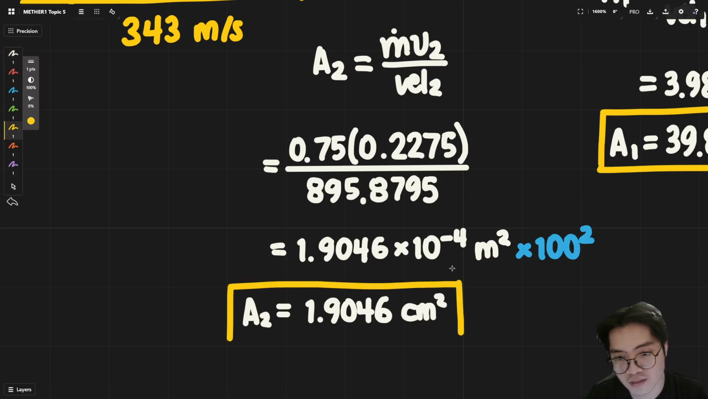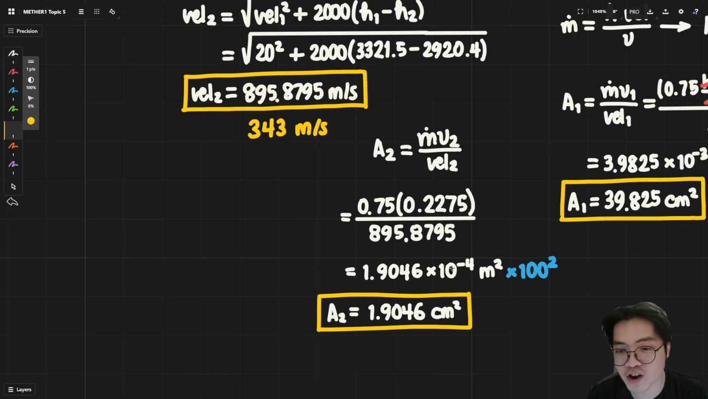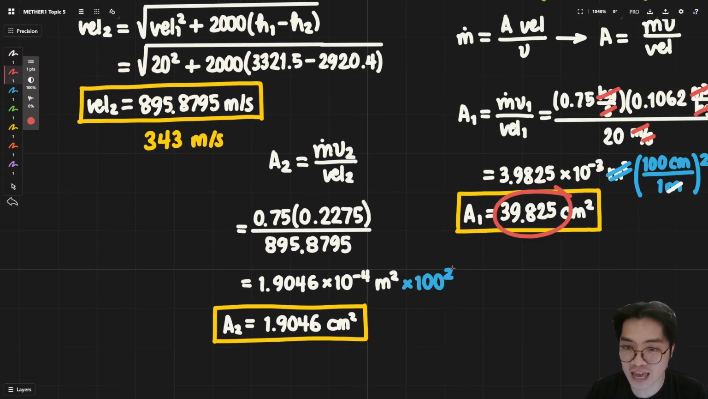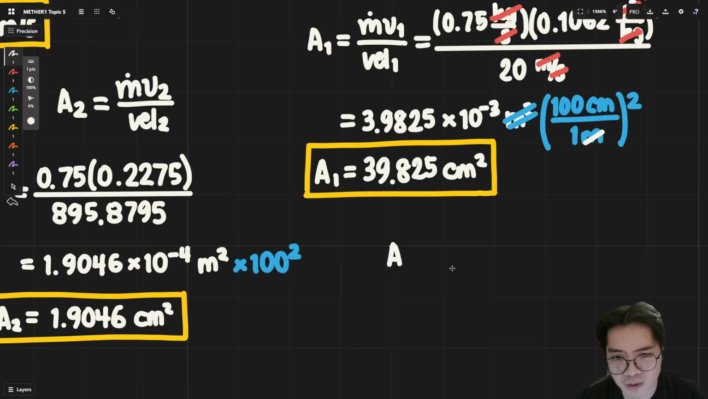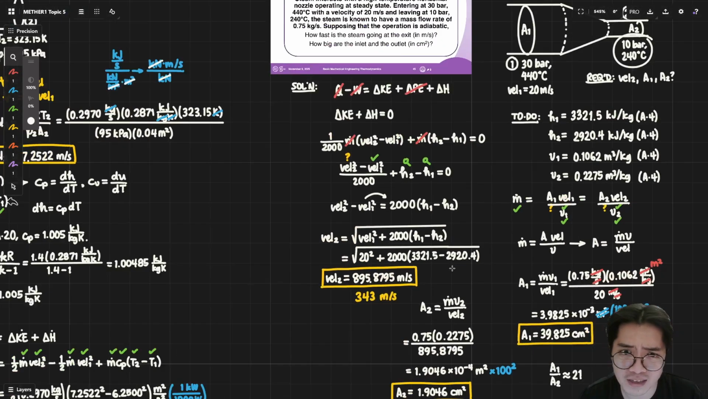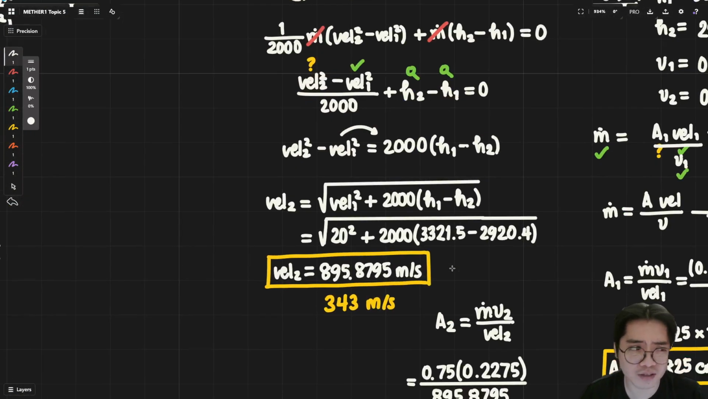So notice that that really is a very tough nozzle. The A was chopped down quite a lot, from 39.825 to 1.9046. It was chopped down by a factor of what? A1 over A2 is about 21. So that's a 21-fold decrease. So you're thinking, of course, the velocity will be much, much higher.